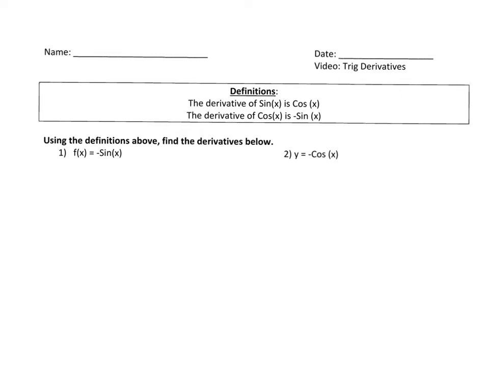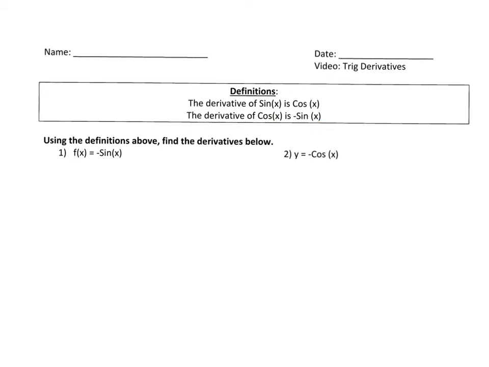Hi everyone, in today's lesson we're going to talk about trig derivatives. The first two definitions are: the derivative of sine is cosine, and the derivative of cosine is negative sine. Now I could prove these two for you, but it would use the difference quotient and we would have to take the limit as h approaches 0, and this process would just take too long. So just accept my definition that the derivative of sine is cosine and the derivative of cosine is negative sine.